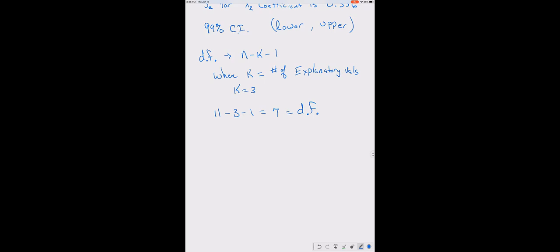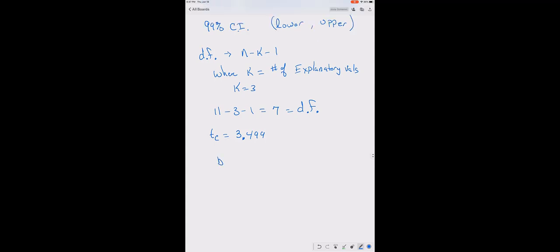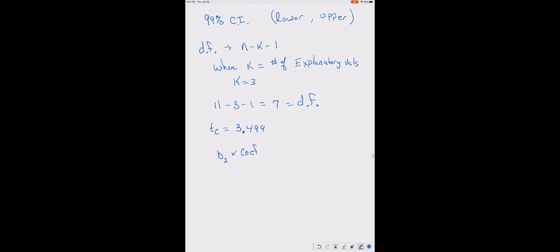So then I look on my student's t table. My t sub c in this case is 3.499. That's the first thing I have to do, is find that t sub c for 7 degrees of freedom and the 99% confidence interval. So this is B2 for short. So this is the coefficient. And my coefficient in this case for x2 is 3.4.